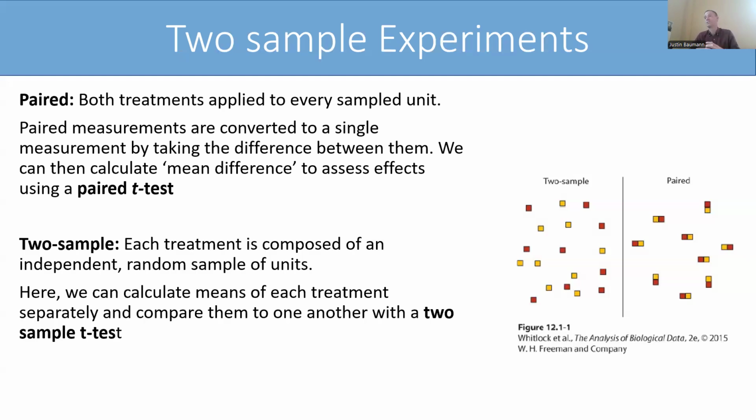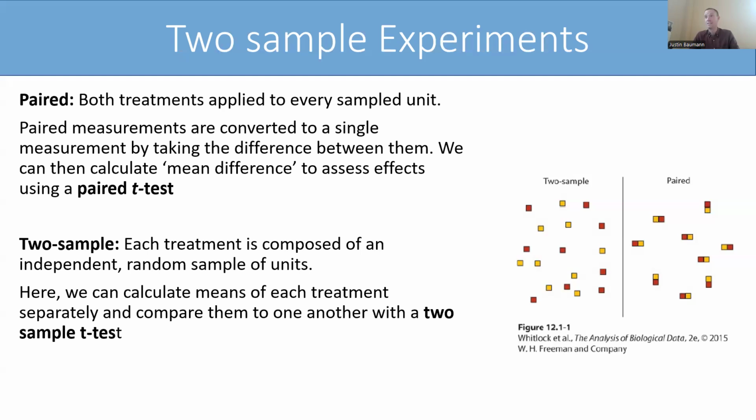Okay, each treatment is composed of an independent, random sample of units. Here, this is the two sample. I'm just having a little bit of a brain day today. So sorry. I explained paired when I was looking at the graph. I explained two sample when I was looking at the graph as well.